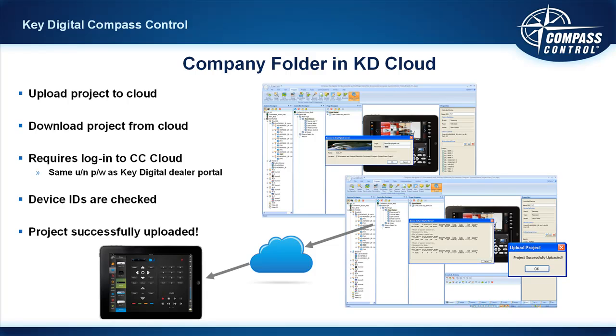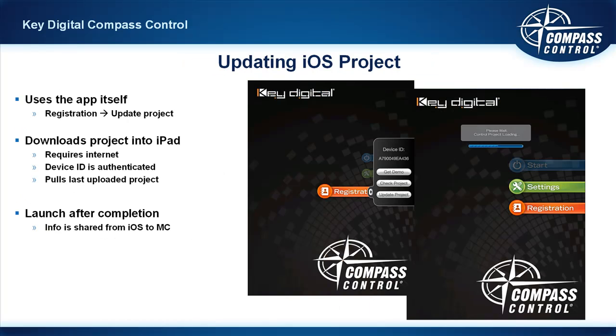Now, let's make one thing clear. Compass Control as a system, as a whole, its common functionality communicates via local area network. You don't necessarily need the internet for a common working Compass system. However, just this upload-download process does require internet as well to do that.